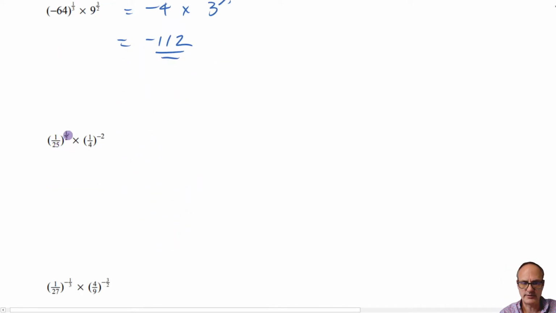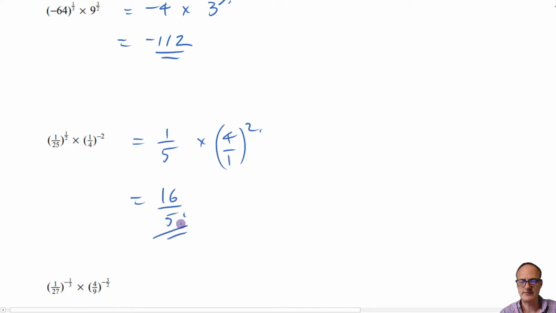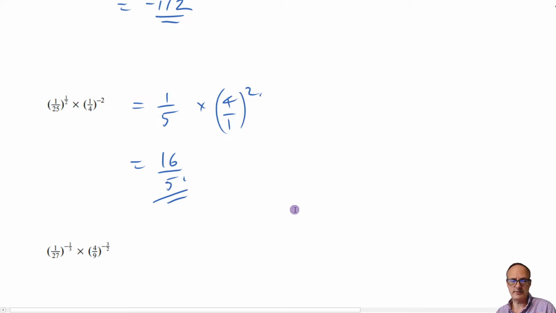So we've got 1/25 to the half. So square root the 1 is 1. Square root of 25 is 5. So that's 1 over 5, to the minus 2. Let's do the flip to get rid of the minus, and we're going to square that. So we're going to get 4 squared is 16. 16 times 1 is 16. 1 squared is 1 times 5 gives you 16 over 5. And it's perfectly okay to leave in top-heavy fractions.